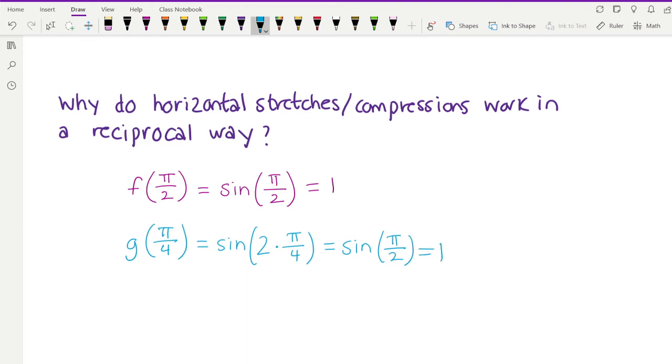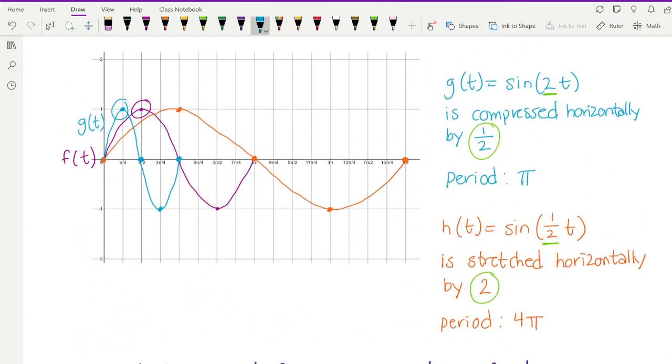So my point here is that you can plug in a number that is half as large, right? Pi over 4 is half as large as pi over 2. But by plugging in pi over 4, you're able to reach the same height as you did by plugging in pi over 2 in your original function. So that's why it's compressed horizontally. It's like that 2 that you're multiplying t with allows you to get away with plugging in smaller numbers for t and still reaching the same height. And so that causes that maximum height to occur earlier, and that causes the graph to be compressed.